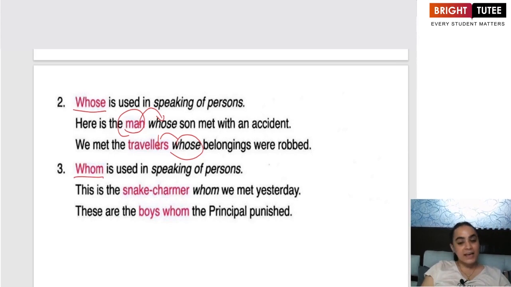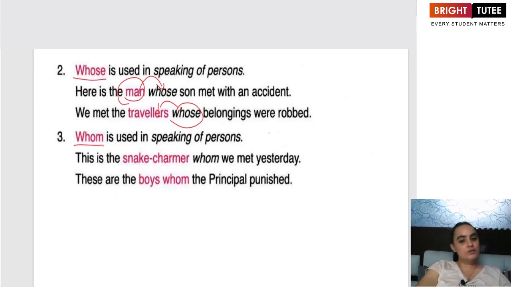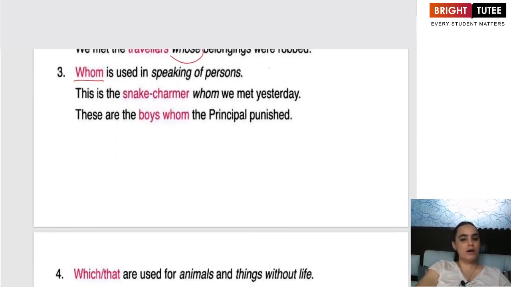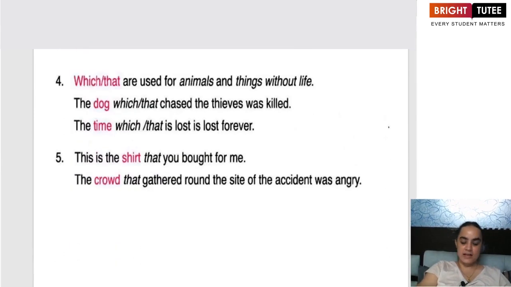Whom is again used for persons. This is the snake charmer whom we met yesterday. These are the boys whom the principal punished. These are the friends whom we introduced ourselves to yesterday. So both whose and whom are used for people. Which and that are used for animals as well as the non-living things.